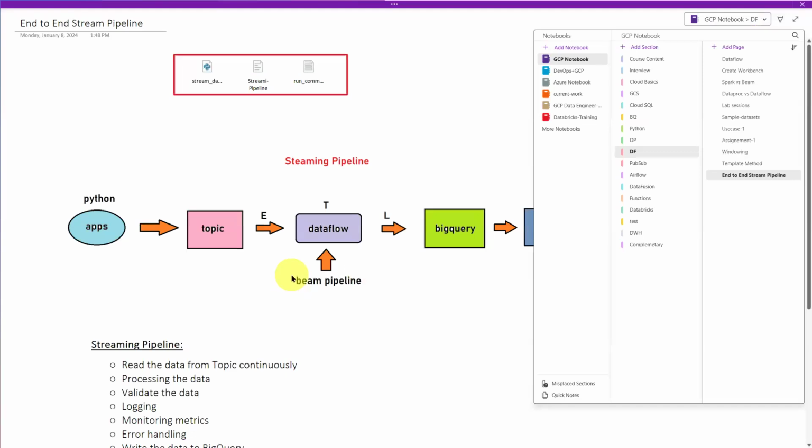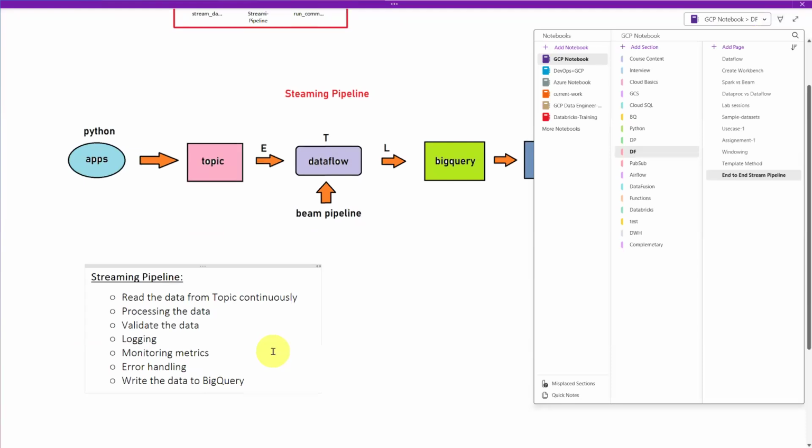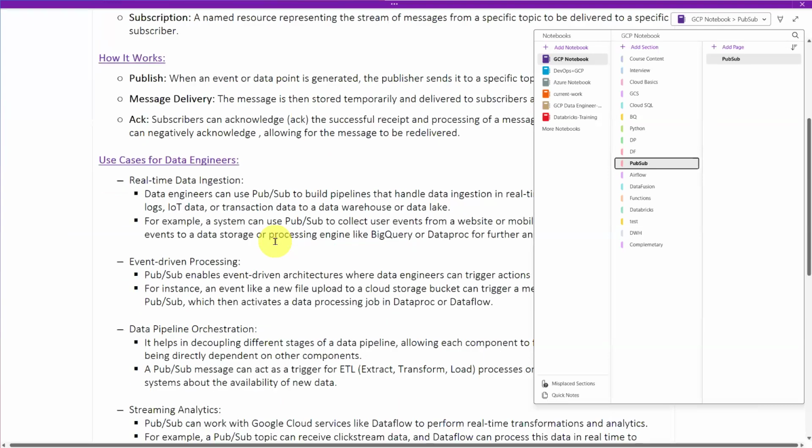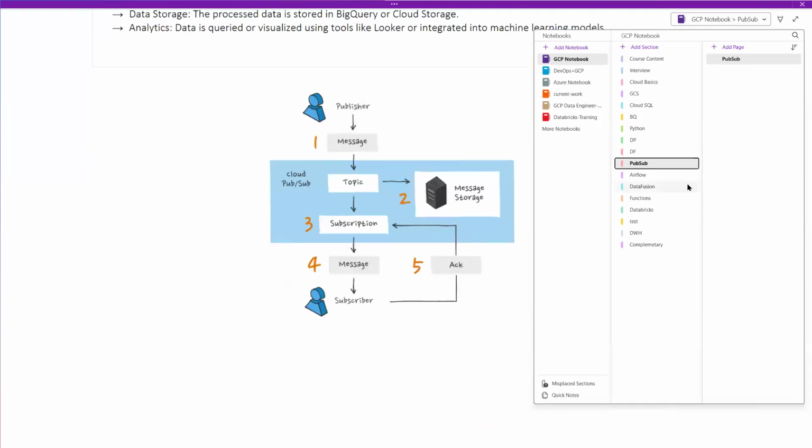In this pipeline, again, you see here, almost all the activities we are going to see. An architecture for the end-to-end. So such kind of things you can put in your resume. You can explain it in your interview also. So that's how people can easily understand that this guy has really worked on real-time projects in a company. Pub/Sub. What is Pub/Sub? How it works, use cases, and architecture.